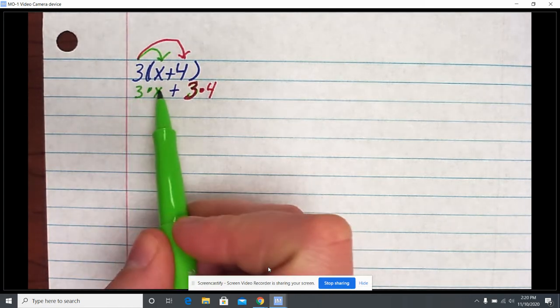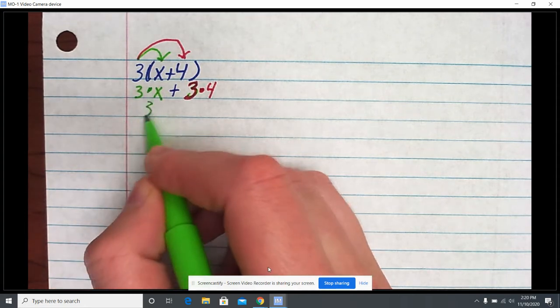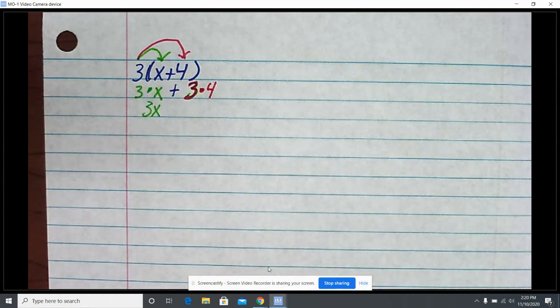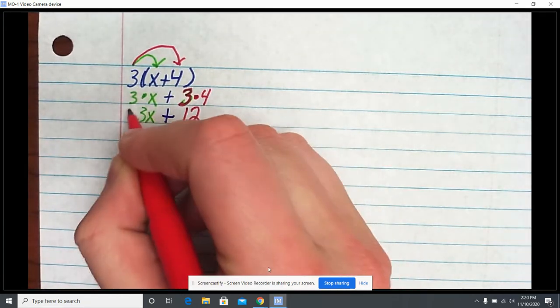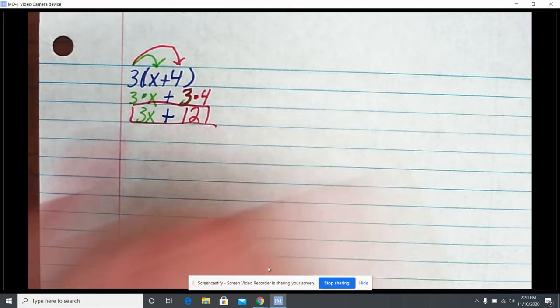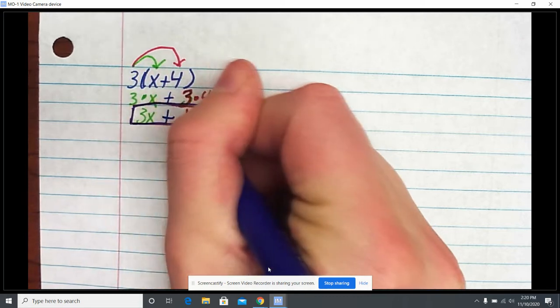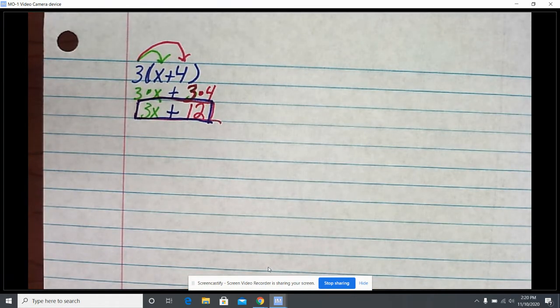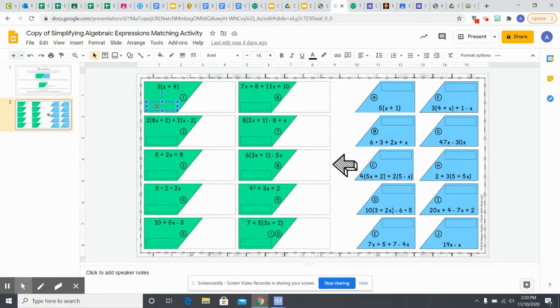So then when I take 3 times x, I'm really taking 3 times 1x, which just gives me 3x, plus, and then 3 times 4, which gives me 12. So my answer, I should have boxed that in blue. Okay, so my answer to that one, number 1, is 3x plus 12. So what I'm going to do is I'll go over here, and I double clicked in there. So now I'm taking 3x plus 12, and click on the outside.